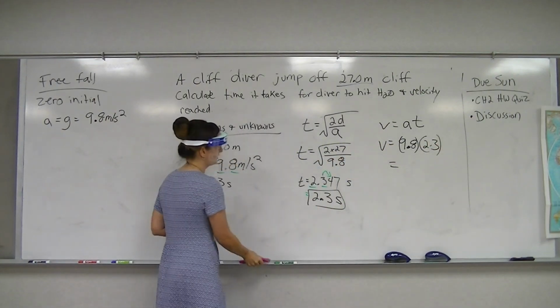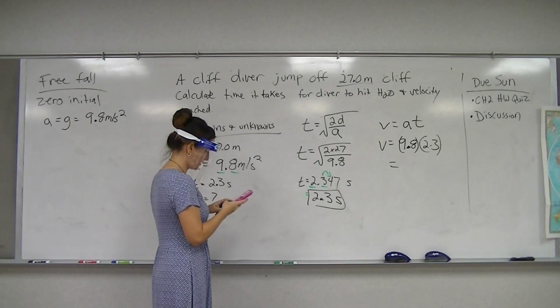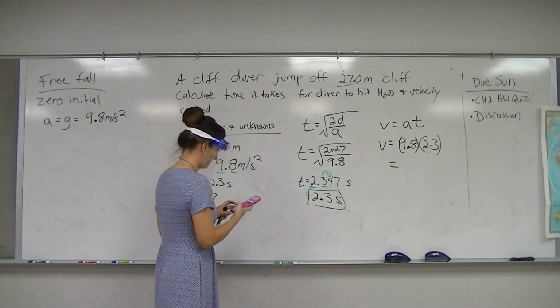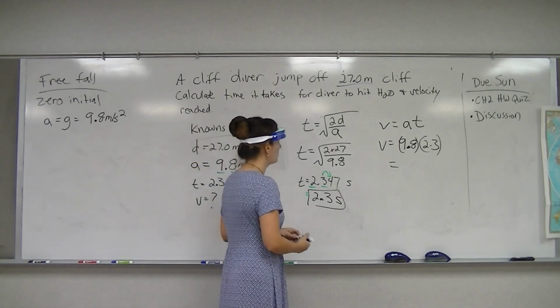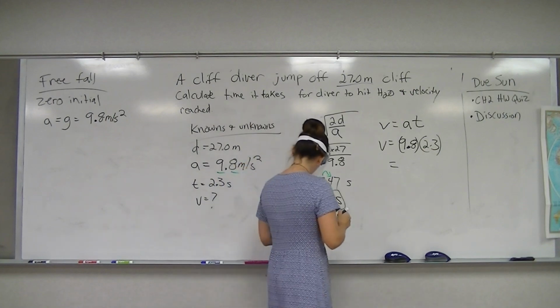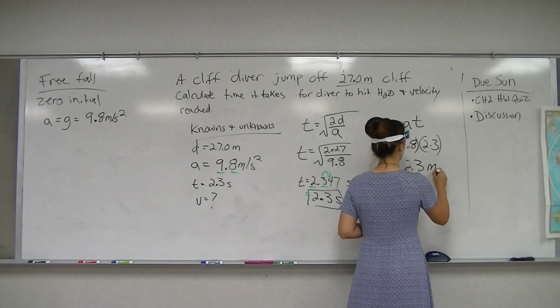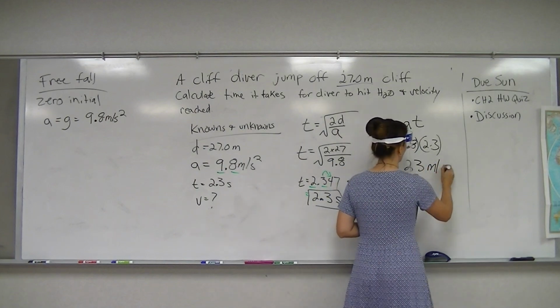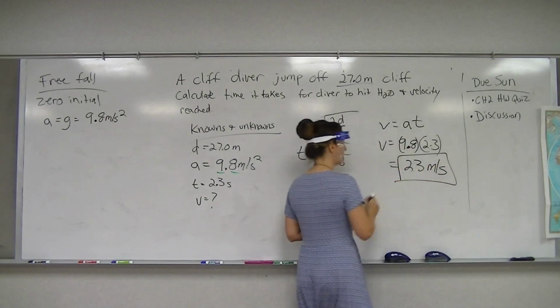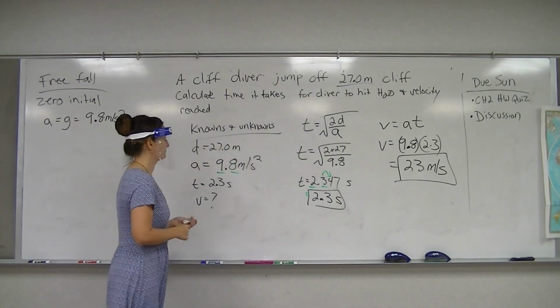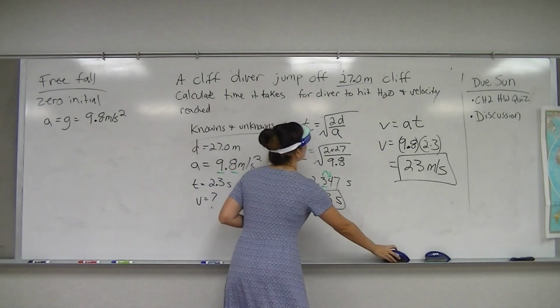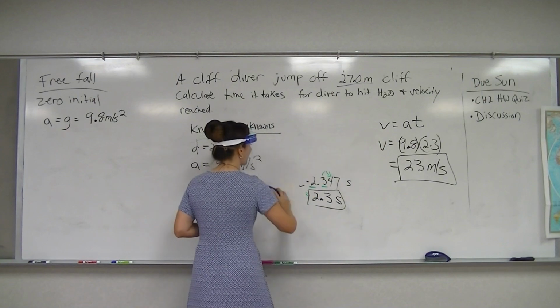And we're going to get the velocity of 22.54, but we only want 2 sig figs. So I'm going to round that up to 23, and the units on velocity are meters per second. So he is going 23 meters per second when he hits the water.